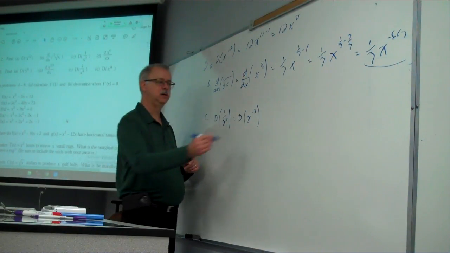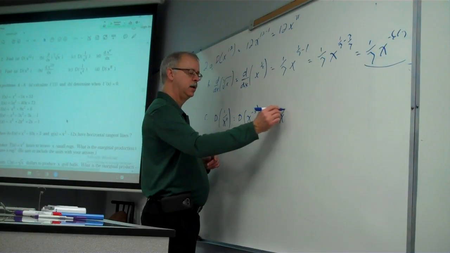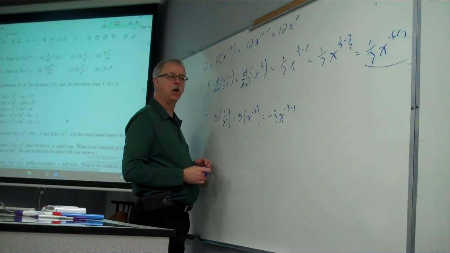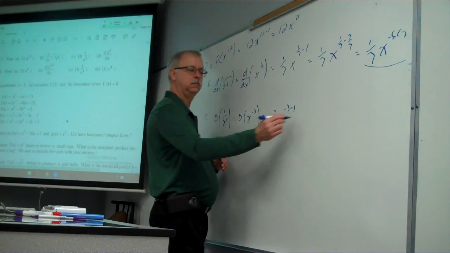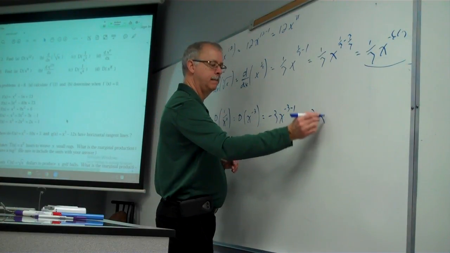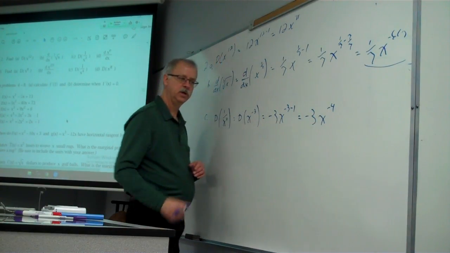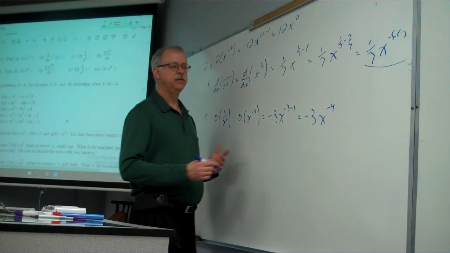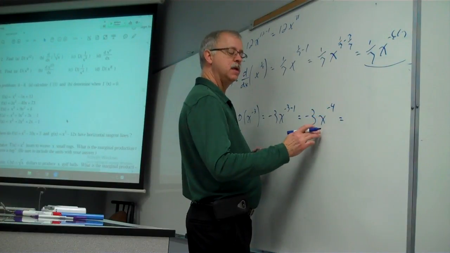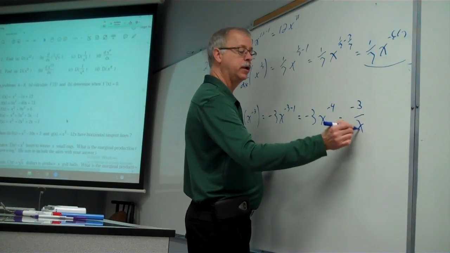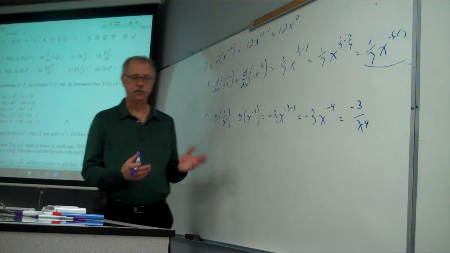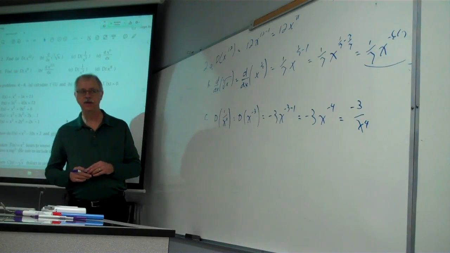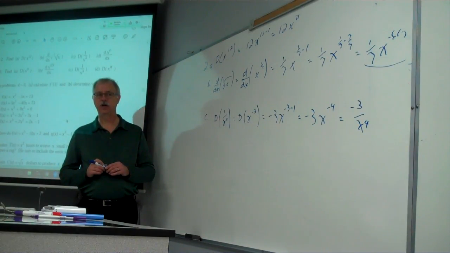Derivative of x to a power, we bring the power down, we decrease the power by 1. So we get here negative 3 x to the negative 4th. This one actually, that form would be fine, or we could go back to the form where we don't have the negative power in there. Put it back in terms of a division.